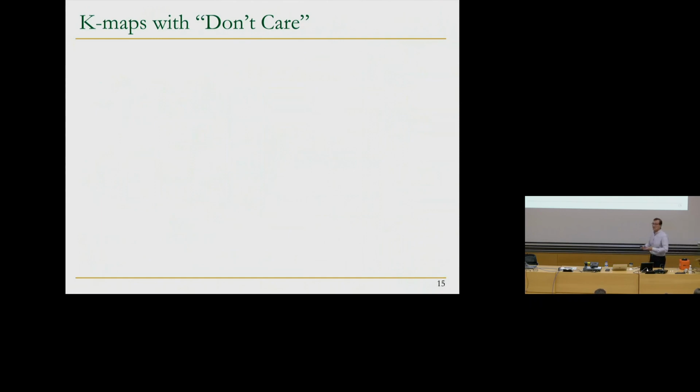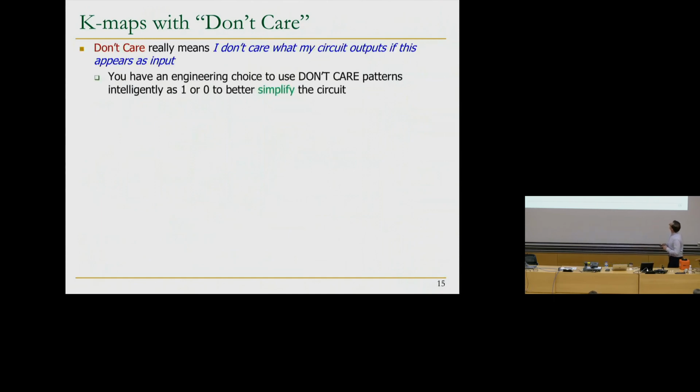So don't care means basically I don't care about this output value for this input variable combination. There are cases when this arises. Basically, it could be 1 or it could be 0. It could be floating. I don't care because I'm not going to read that value, or I'm going to ensure that that value is never going to happen. If that's the case, then we represent it with an X. It's a don't care. At this point, now you have an engineering choice. If your output is don't care, how do you design the circuit?